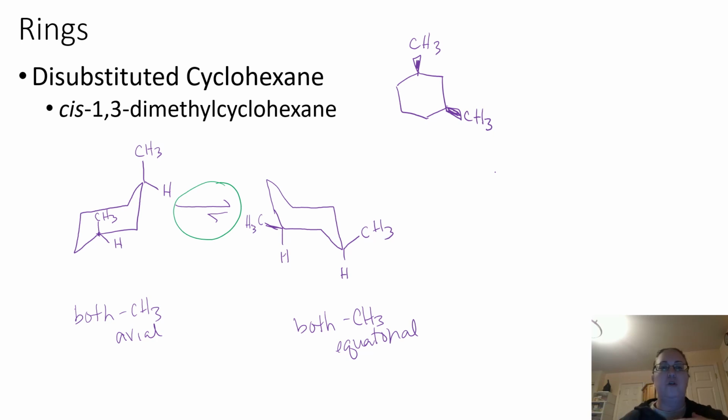So we can show which ring flip is favored through the use of those quote-unquote equilibrium arrows, where we have the longer arrow to the side that is more favored, and we have the shorter arrow to the side that is less favored.